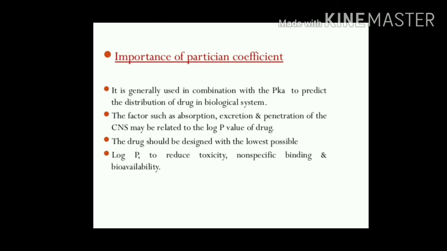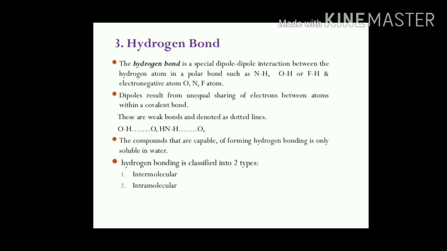Then apart from that, we have hydrogen bonding. We know that in hydrogen bonding, if a hydrogen is making a covalent bond with a nearby atom, apart from carbon, it must be an electronegative atom. The hydrogen bond is a special dipole-dipole interaction between a hydrogen atom in a polar bond such as NH, OH and FH. That means nitrogen, oxygen, followed by fluorine. These are nothing but the electronegative atoms.